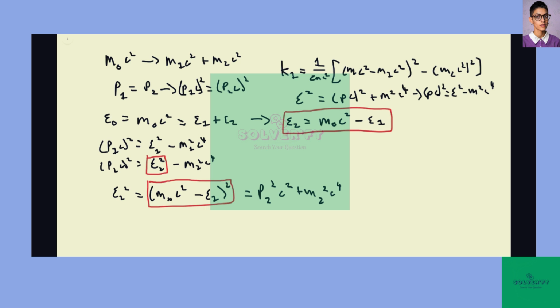Now we can state that P2 squared, from conservation of momentum, is just going to be equal to P1 squared. So we can then plug that in. This is going to be equal to P1 squared C squared plus M2 squared C to the fourth.